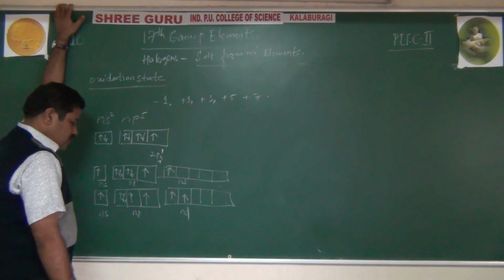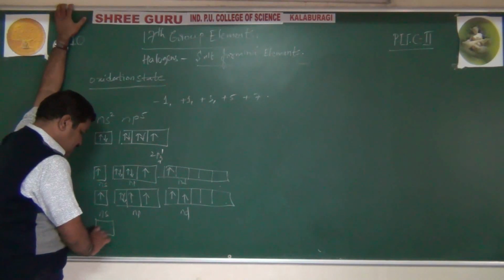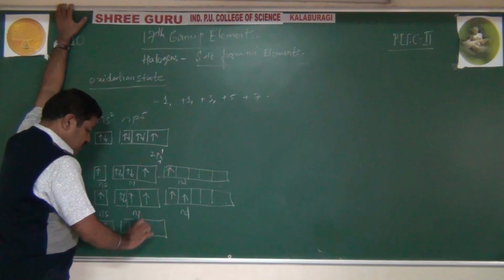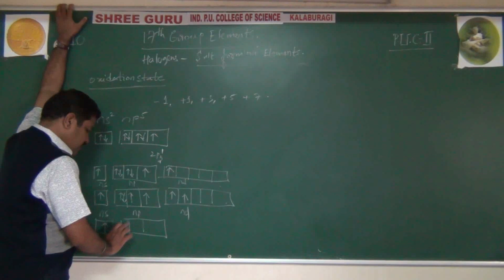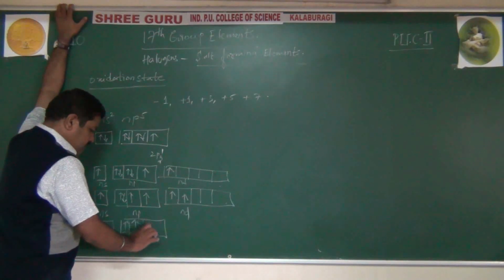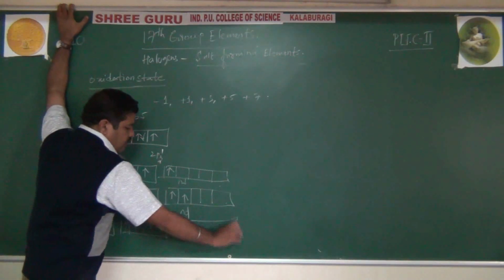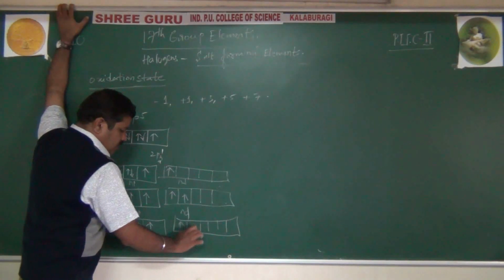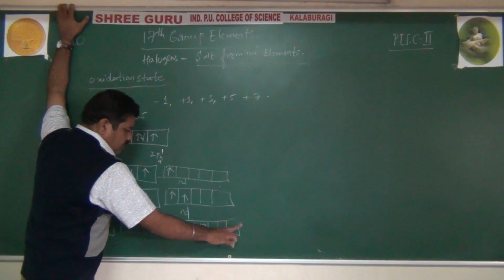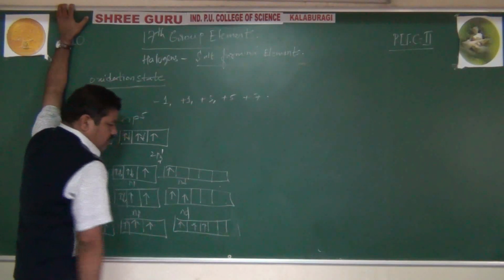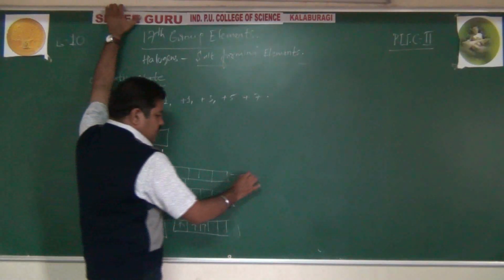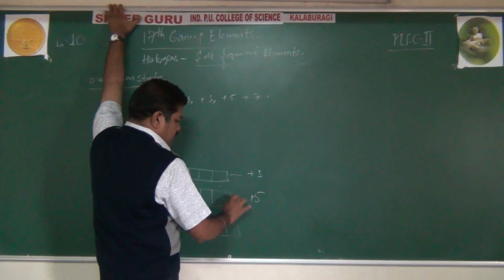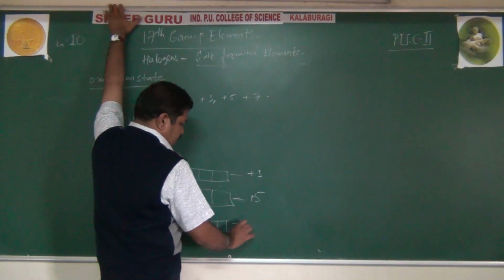Okay, the last is the third excited state. Even this electron also gets excited, until it also goes to nd. Got it? Like this, the first excited state gives plus 3, the second excited state plus 5, right? And the third excited state plus 7.